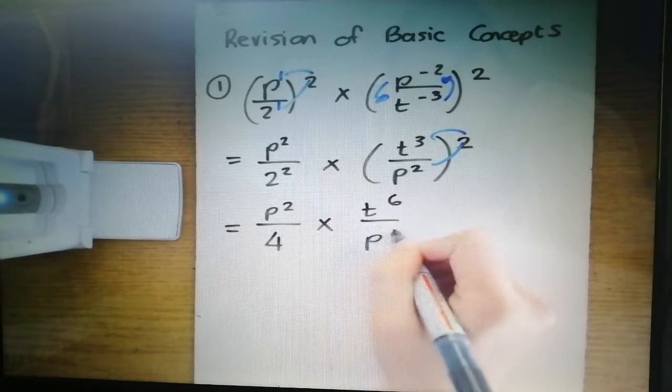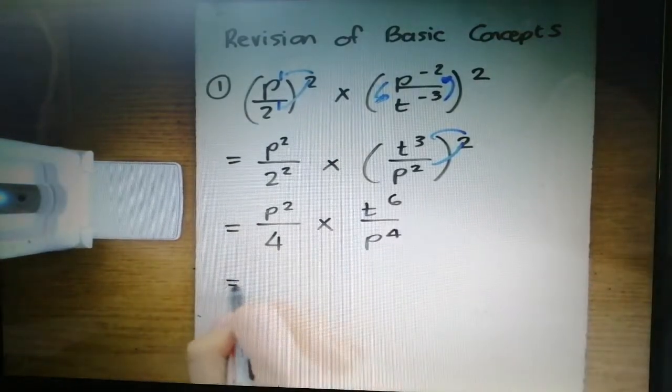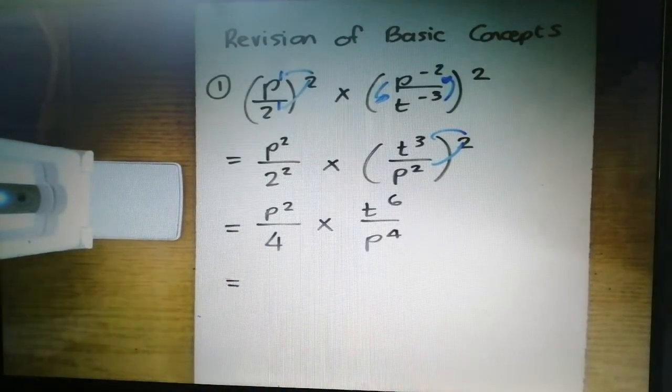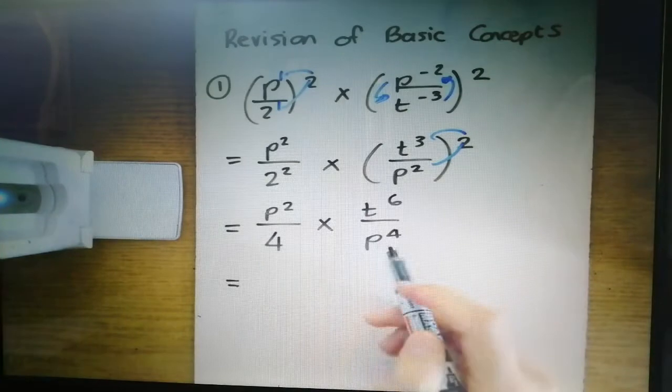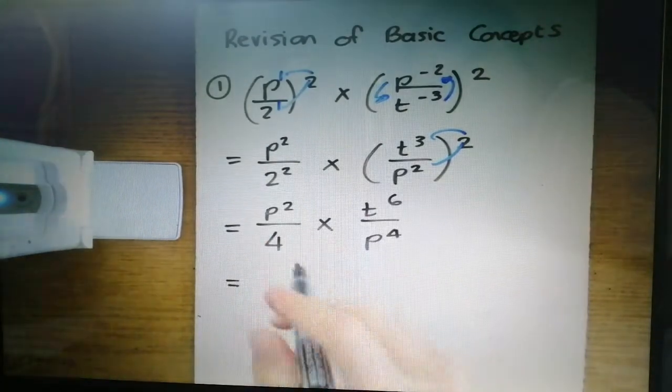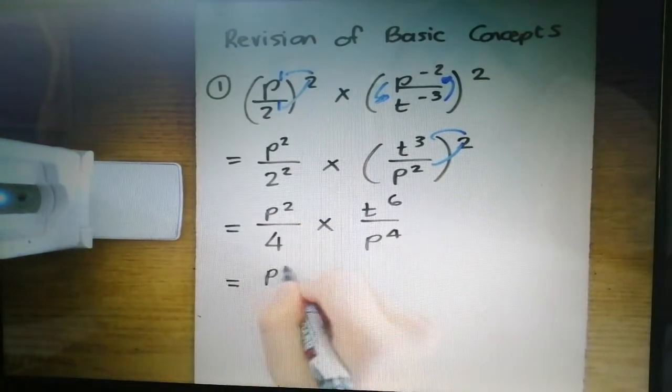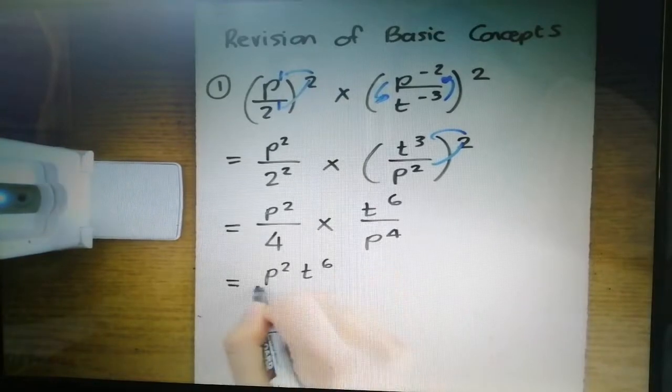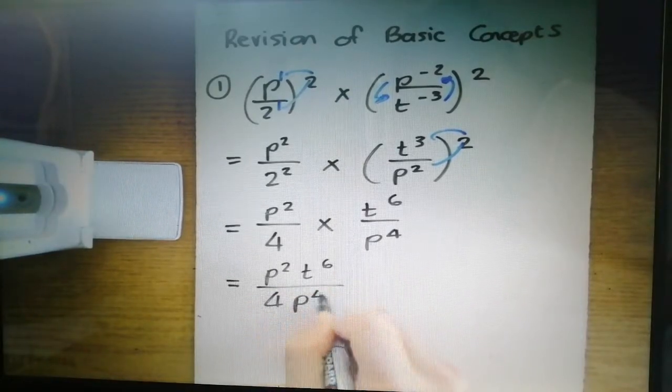t to the 6 over p to the 4. Cool. Now it's fractions, and we learned a lot about fractions yesterday on your Wednesday video. Times top with top and bottom with bottom. You can cross cancel. I'm going to leave that because we've got variables, but you could do it already. So I get p squared t to the 6 over 4p to the 4.